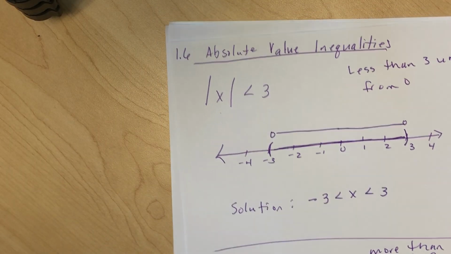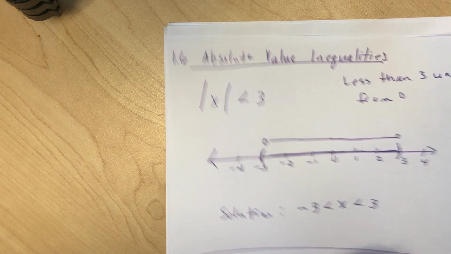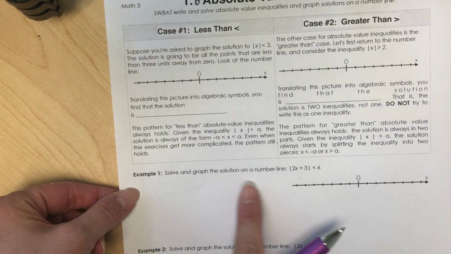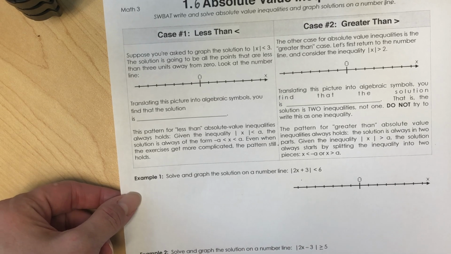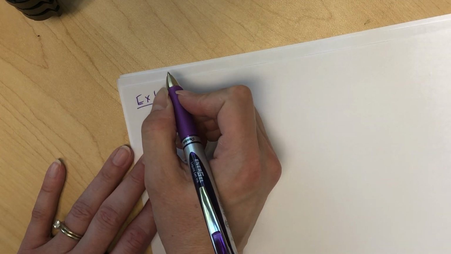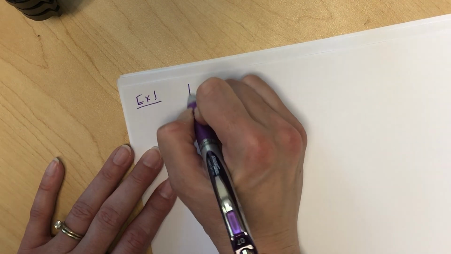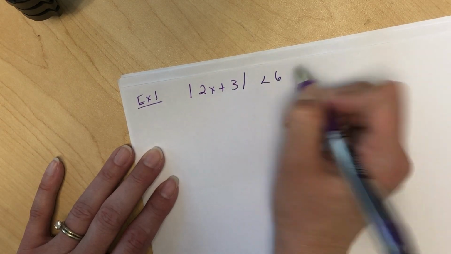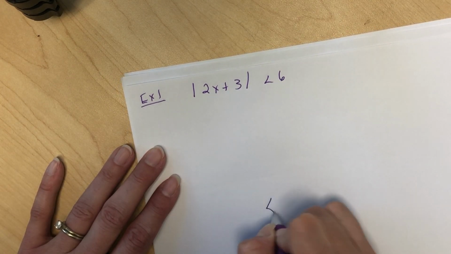And now we'll look at some examples. So this is straight from your notes, absolute value inequalities. I'm going to do example 1. It says solve and graph the solution on a number line. I have absolute value of 2x plus 3 is less than 6. And I've also got a number line to use.